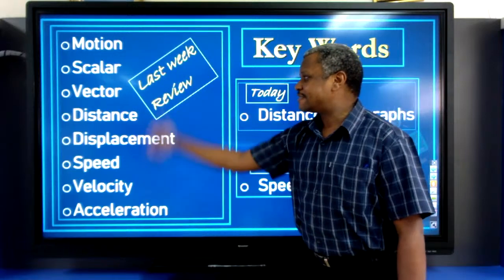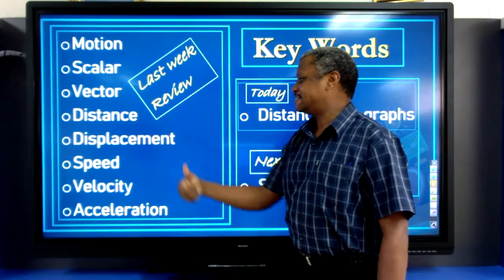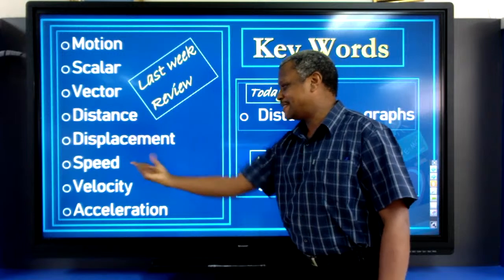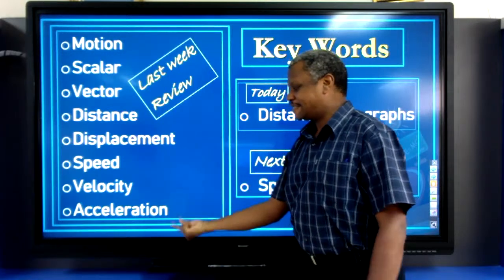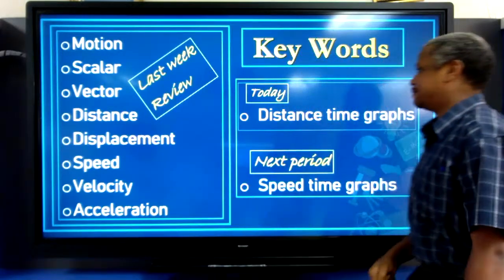And also, we looked at the units. The unit of distance, the SI unit, is meters. Speed is meters per second. Acceleration is meters per second squared.